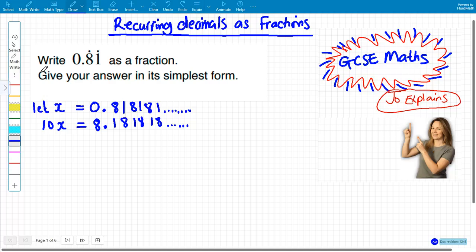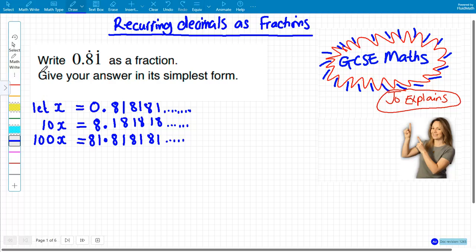Okay, so they're not the same at the minute because I've got an 8 there and I've got a 1 there. I want them to be the same. So I'm going to try again. I'm going to times by 100. So if that's 1x, that's 10x, that's 100x. So what we've got now is 81 point, decimals lined up, 818181.